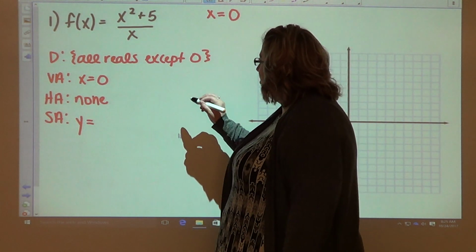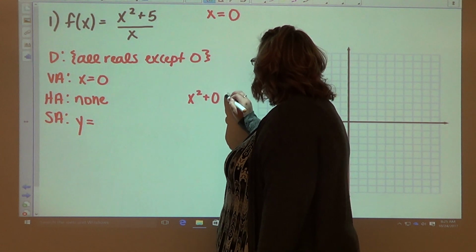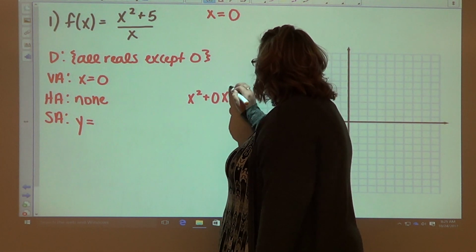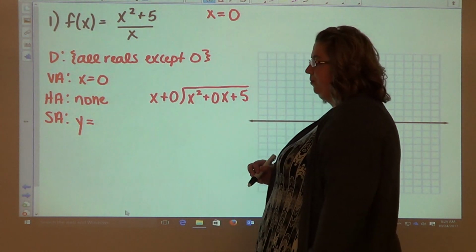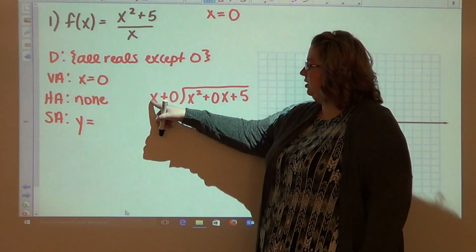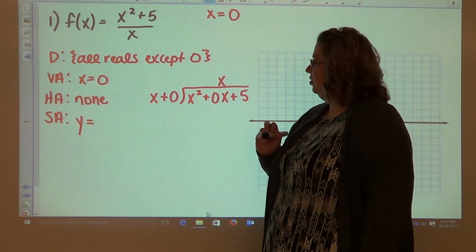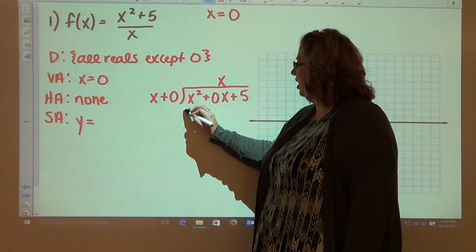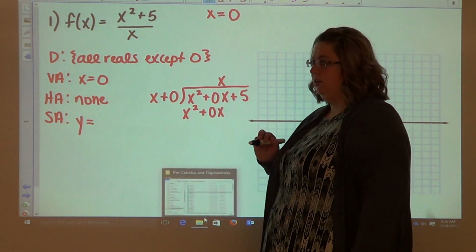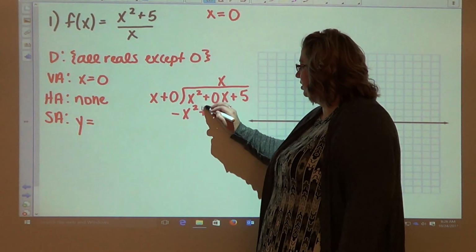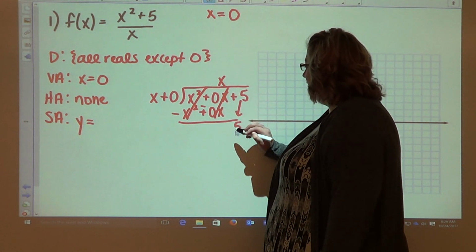So I'm going to have the numerator on the inside, so x squared plus 0x plus 5. And I'm going to have my denominator on the outside, so x plus 0. So x, go to x squared, so what times x gives me x squared? That would be x. So if I multiply, x times x is x squared. X times 0 is 0x. Then I subtract when I go down, so minus, minus. These both cancel, and I'm left with 5.